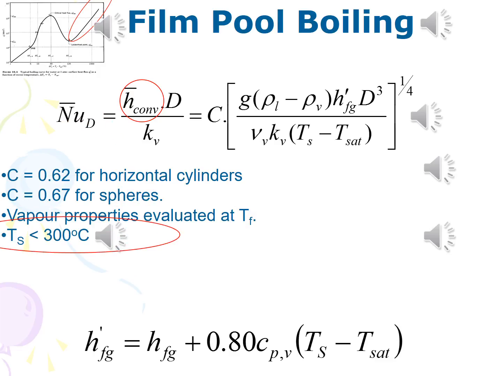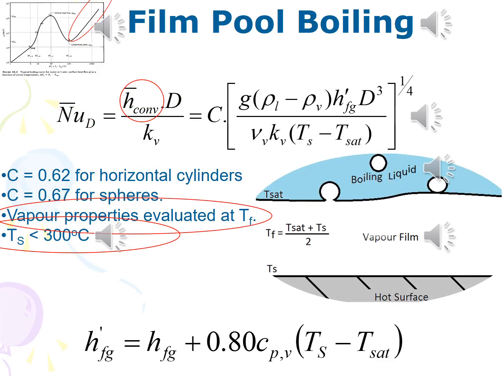The correlation applies for low surface temperatures less than 300 degrees centigrade. Note that the main mode of heat transfer is convection through the vapor film. The vapor film is at a temperature of T_f, the film temperature. The film temperature is equal to the temperature of the boiling liquid, T_sat, plus the temperature of the surface, T_s, divided by 2. You need to obtain the vapor properties at the film temperature.